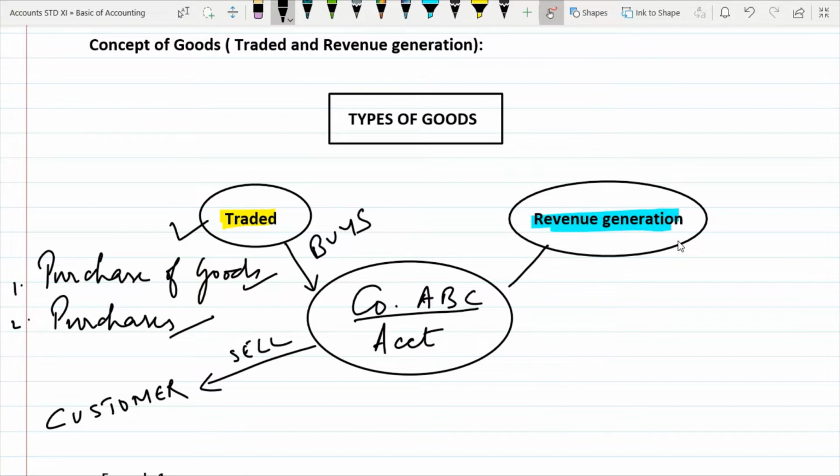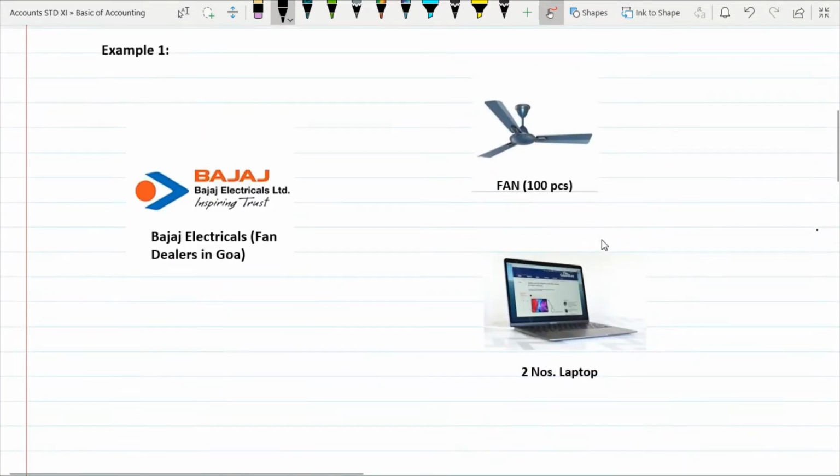Now when we buy something called revenue generating goods, we do not term it as purchase or purchases, we term it as an asset. So let us try and understand what is an asset and what is purchase of goods with a few examples. So let's go to example 1.